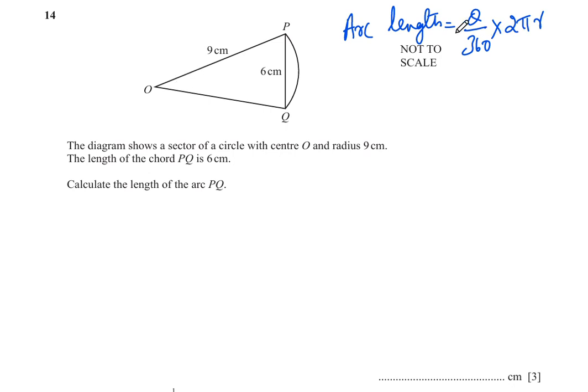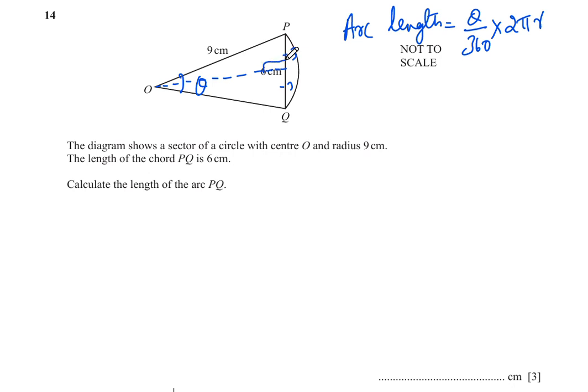So first, to find the arc length, you must know what theta is. This is theta, but we don't know theta. So first you need to find out theta. For that, we draw a perpendicular line to the chord. Then this is 3 and this is 3, since the total length is 6. So this is 3 and this is 3.